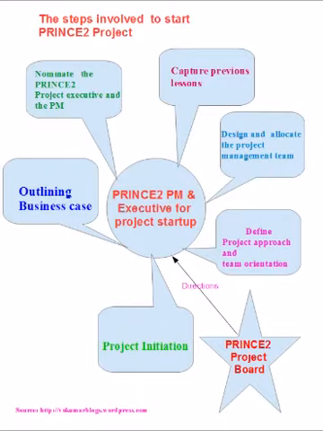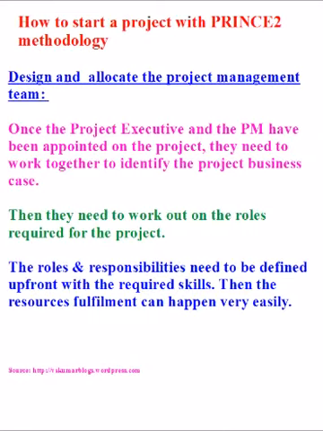Let us see the next step, which is how to design and allocate the project management team. Once the project executive and the PM have been appointed on the project, they need to work together to identify the project business case, and then they need to work out the roles required for the project. Then the roles and responsibilities need to be defined upfront with the required skills. Then the resource fulfillment can happen very easily. Let us recap all these things.